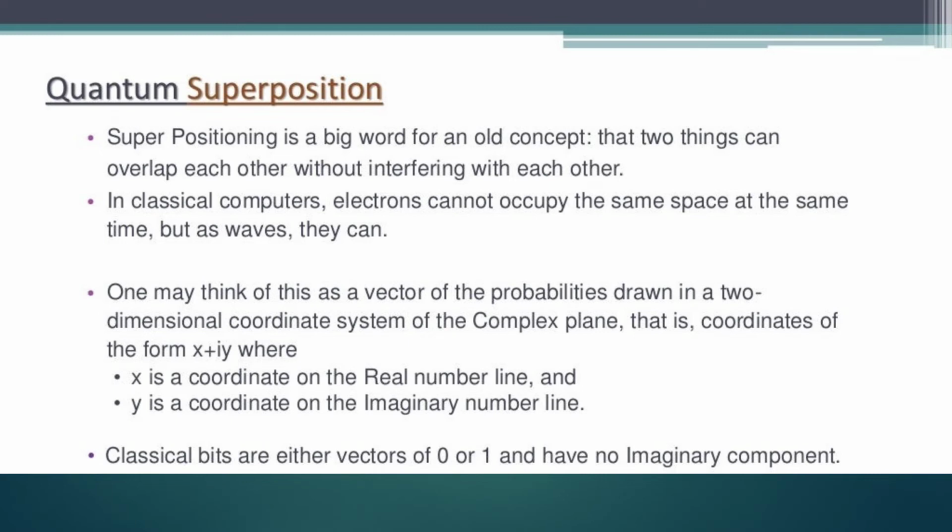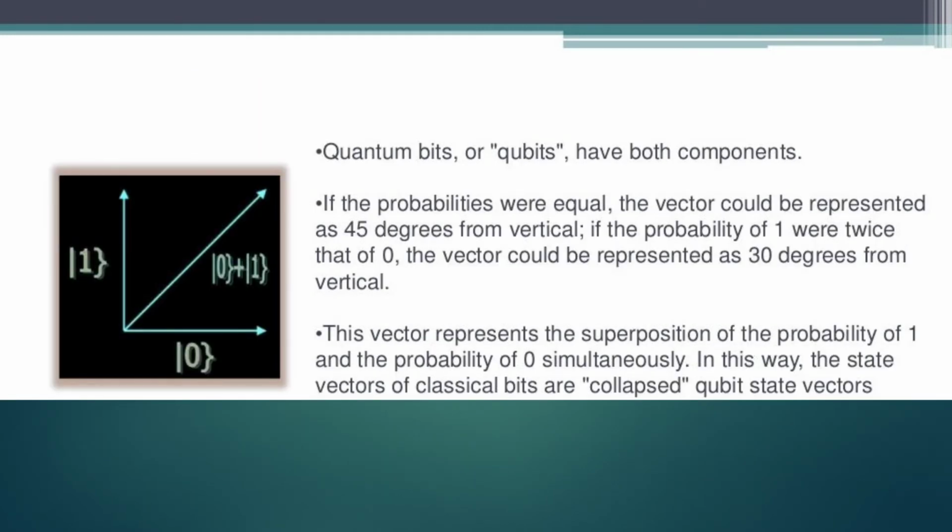Classical bits are either vectors of 0 or 1 and have no imaginary component. Quantum bits or qubits have both components. If the probabilities were equal, the vector could be represented as 45 degrees from vertical. If the probability of 1 were twice that of 0, the vector could be represented as 30 degrees from the vertical. This vector represents the superposition of the probability of 1 and the probability of 0 simultaneously. In this way, the state vectors of classical bits are collapsed qubit state vectors.